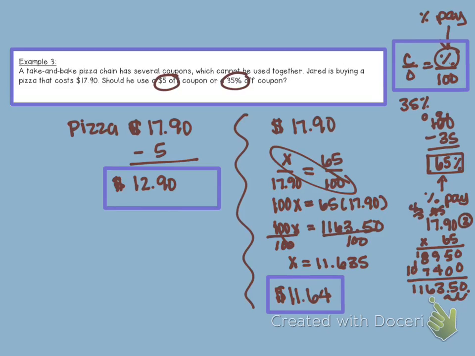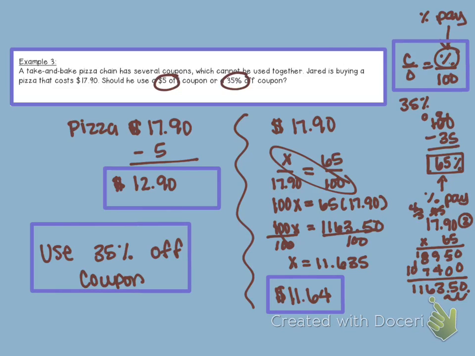So it looks like he needs to use the 35% off coupon, and that will give him the better deal.